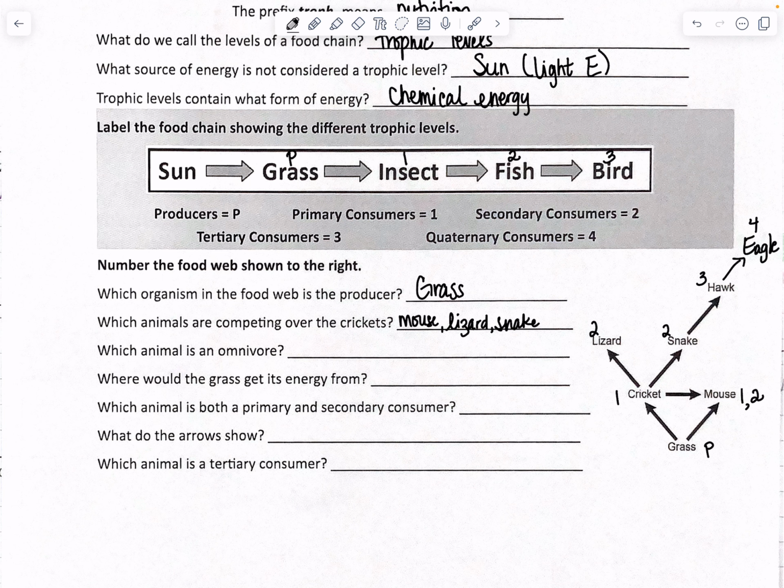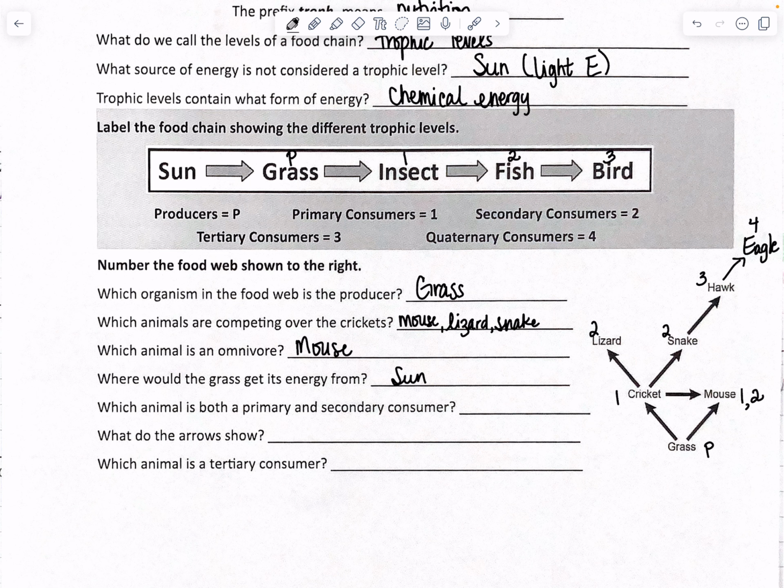Which animal is your omnivore? Remember, my omnivore is going to be able to eat plants as well as meat. So let's see, that would be my mouse, because my mouse can eat grass, but my mouse can also eat the cricket. Where would the grass get its energy from? So it's not shown in the food web, but the grass would get its energy from the sun.